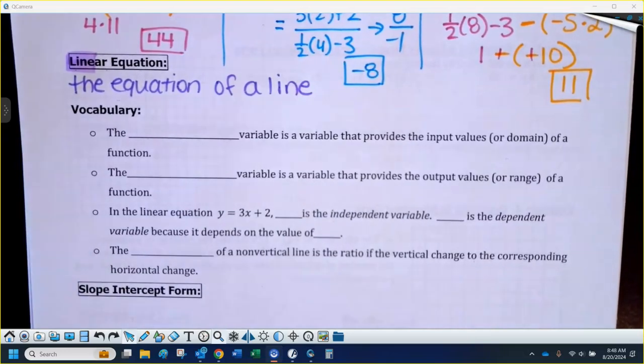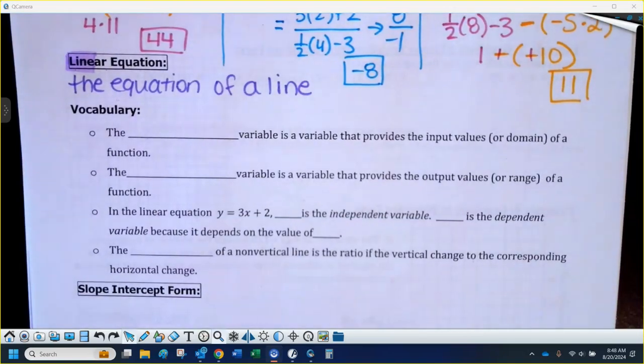There's a third form called point-slope. We'll talk about that more tomorrow. That's usually used a little bit more in the algebraic way versus actually using it to graph. The ones you typically use to graph are going to be slope-intercept and standard form, so that's what we'll focus on today.